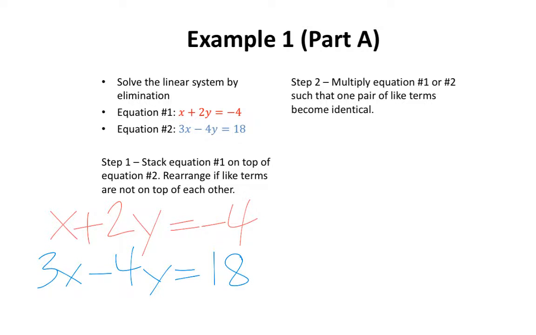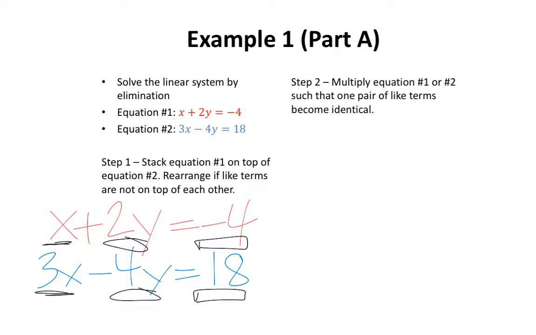Let's check to see if like terms are on top of each other. X and 3x are like terms. Positive 2y and negative 4y are like terms. And negative 4 and positive 18 are like terms as well. Therefore, we can proceed to step 2.